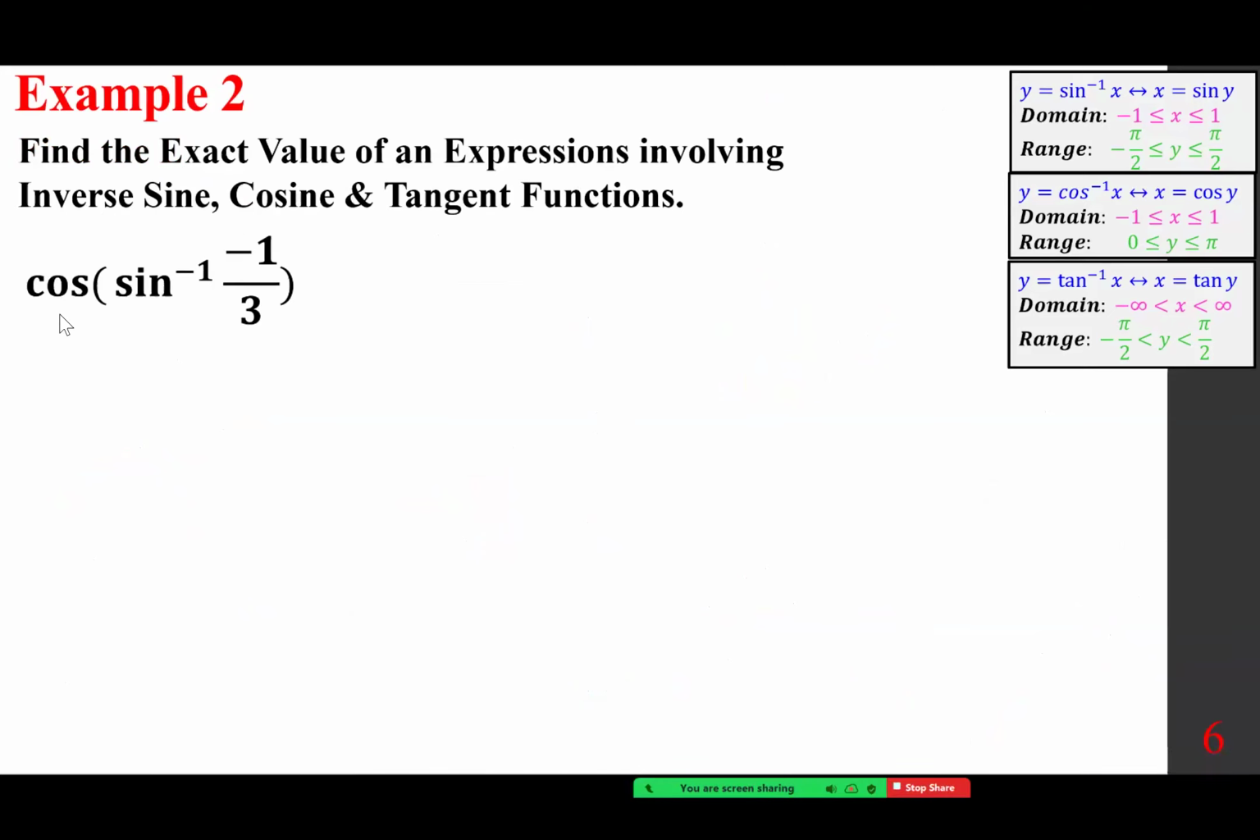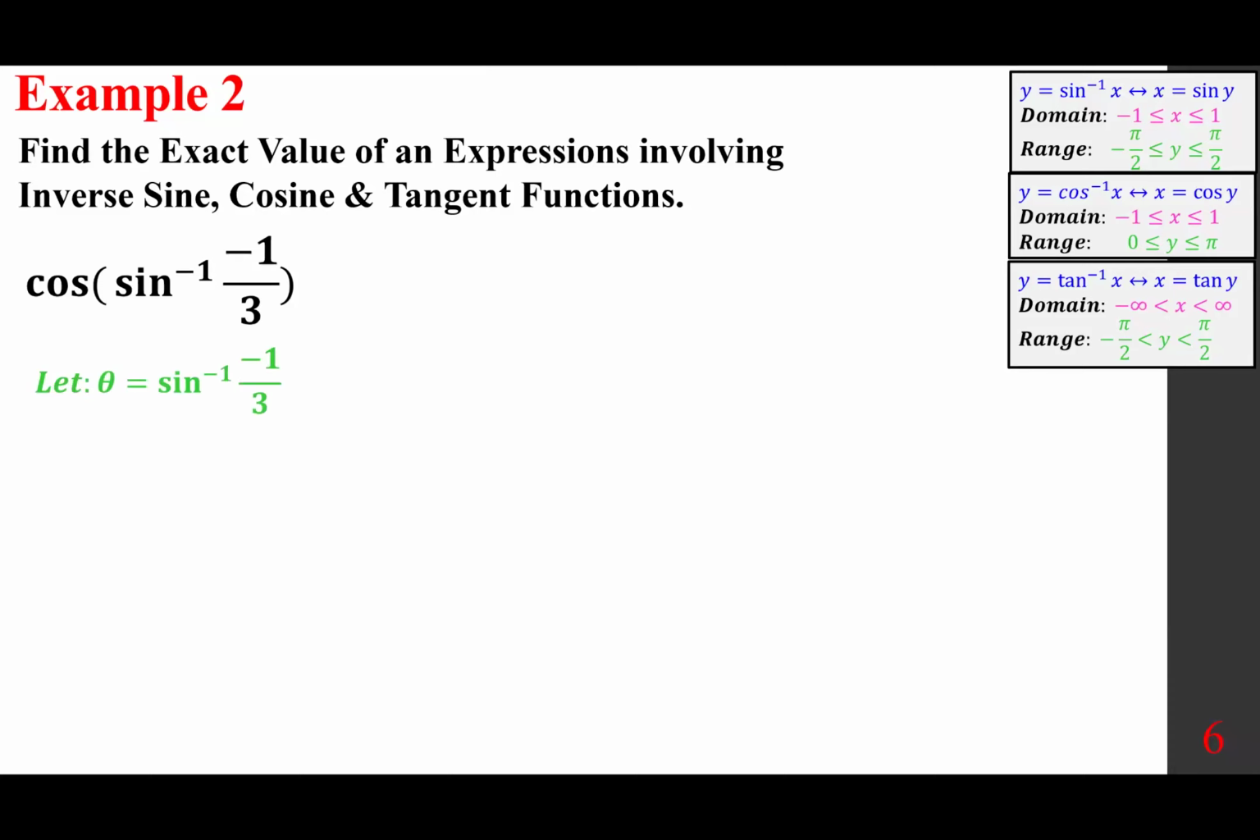Now we want cosine of sine inverse of negative 1/3. Bear in mind, all of them, when they are positive, are in the first quadrant. But when it becomes negative, it depends on the restriction. So just to remind you that sine inverse happens in the fourth and first quadrant, from negative pi over 2 to pi over 2, whereas cosine happens between 0 and pi, in the first and the second quadrant. In any event, so we let theta be sine inverse of negative 1/3.